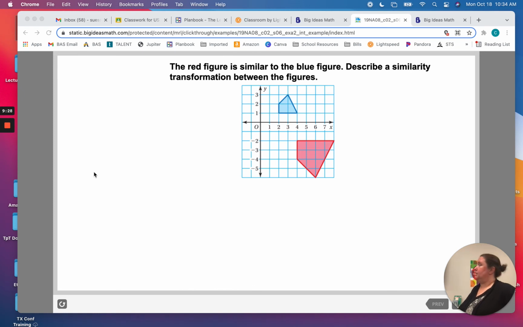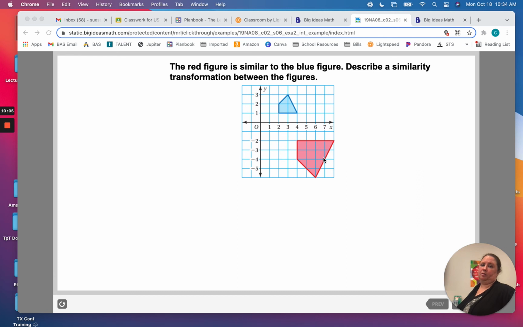All right, 8th grade, here is example 2. The red figure is similar to the blue figure. It tells you that. Okay, so you already know things equal things, yes? Describe a similarity transformation between the figures. Well, already, what's the biggest thing we notice? Josh. There is a reduction. Red is bigger. It's an enlargement because you start with blue. But yes, you were just going the other way. Start with blue, go to red. So this would be an enlargement.